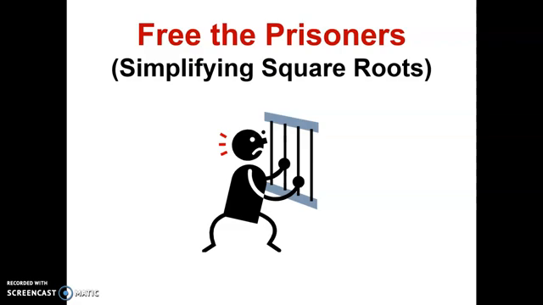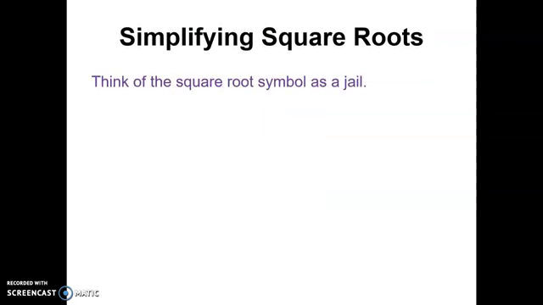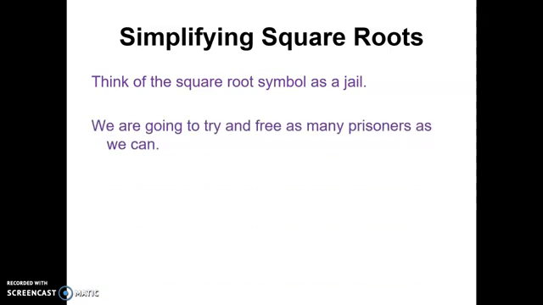We're going to look at a method for simplifying square roots that I call free the prisoners. When we simplify square roots, we're going to think of the square root symbol as a jail. Our goal is to free as many prisoners from jail as we can.